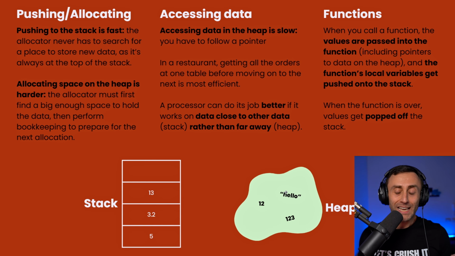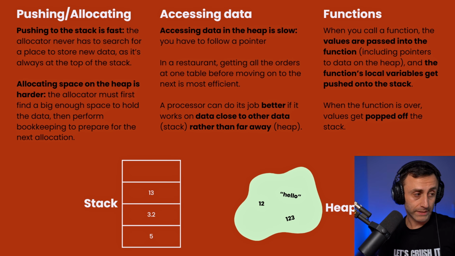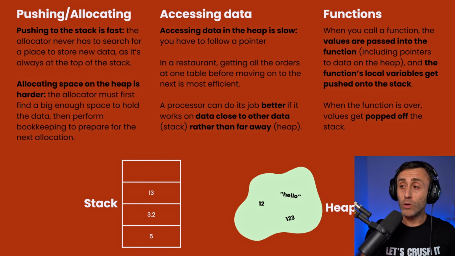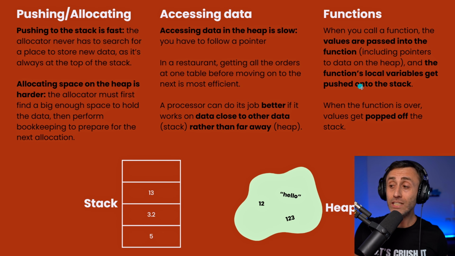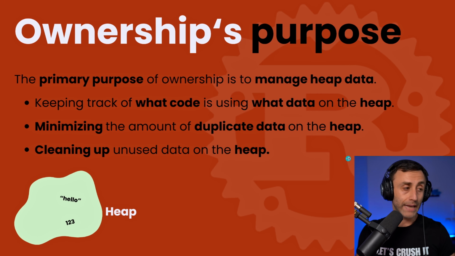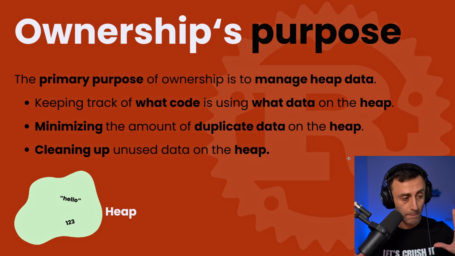Because sometimes we have data structures that we don't know how big they are. Think about getting an input from a user, a string from a user, or maybe we have a dynamic array and we don't know how big this will be at runtime. Also, the stack has limited space. And when you call a function, the values passed into the function and the function's local variables get pushed onto the stack. When the function is over, the values get popped off the stack. Now, this is the most important part. Be careful now.